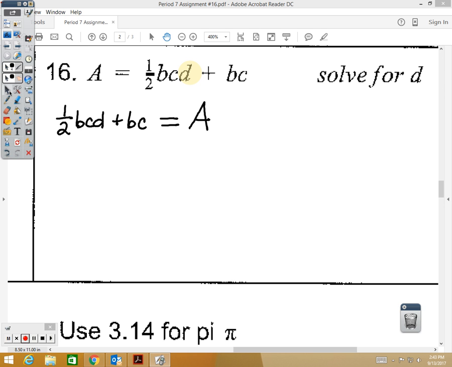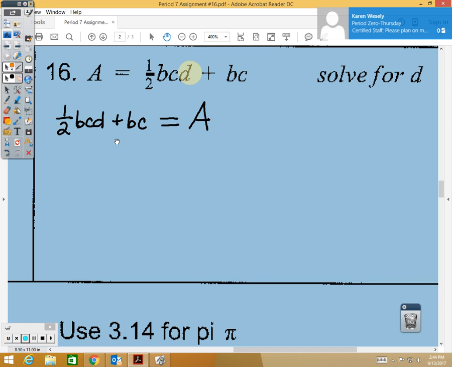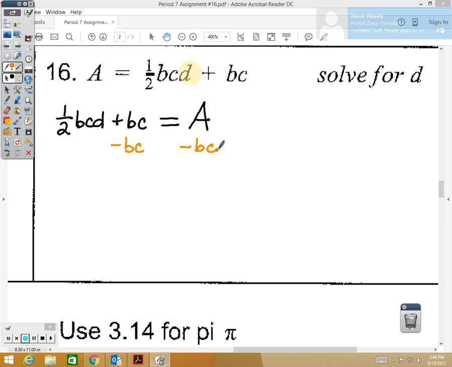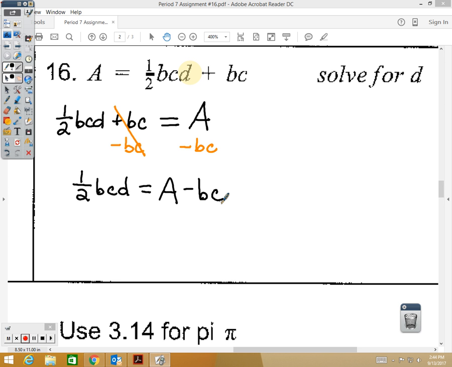I'm going to pause for a second again. Next thing that I want to do is get rid of this plus BC. So I'm going to subtract BC from both sides. So that's gone. And that's going to leave me with 1/2 BCD equals A minus BC. I'm not going to erase anything.